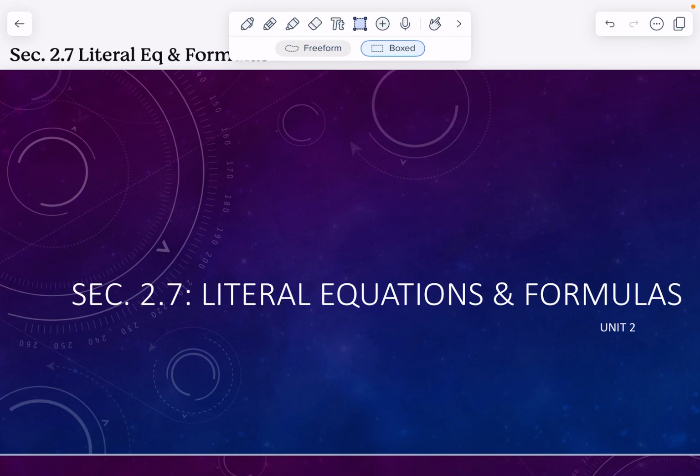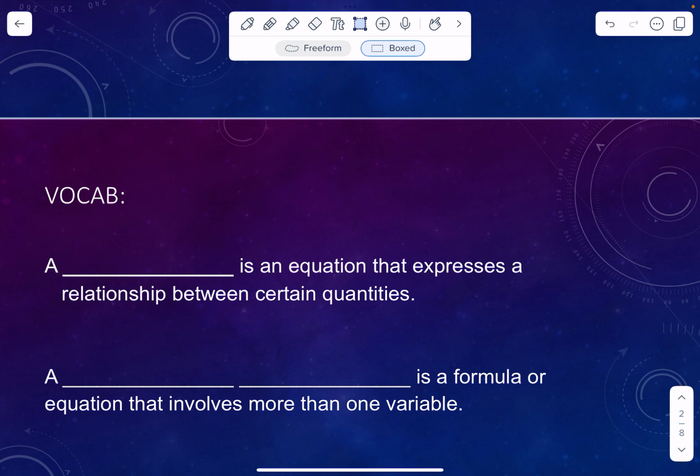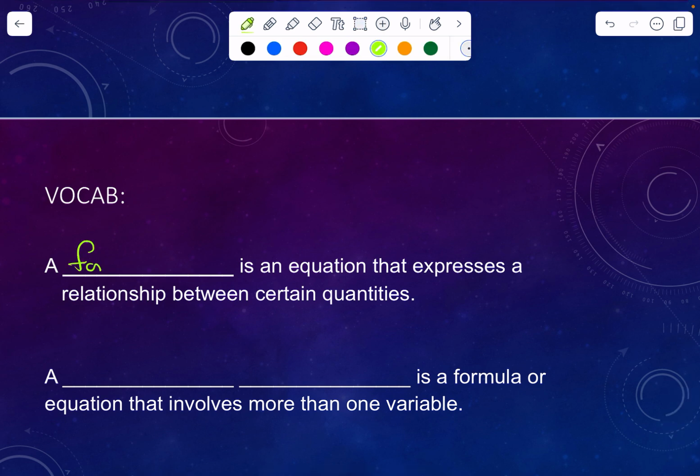Continuing in chapter 2, today we're going to talk about literal equations and formulas. So let's start off with some vocab. A formula is an equation that expresses a relationship between certain quantities. For example, area of a rectangle is a formula, and it shows the relationship between the length and the width, right? So something along those lines.